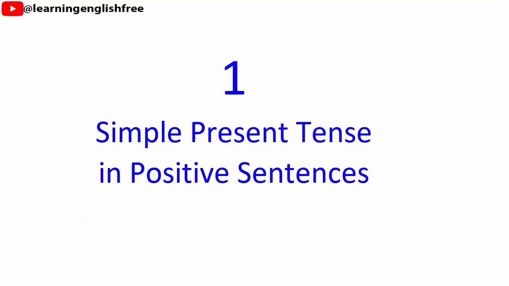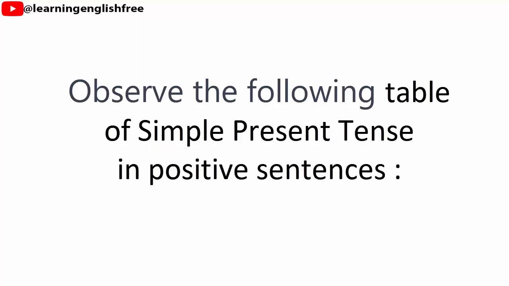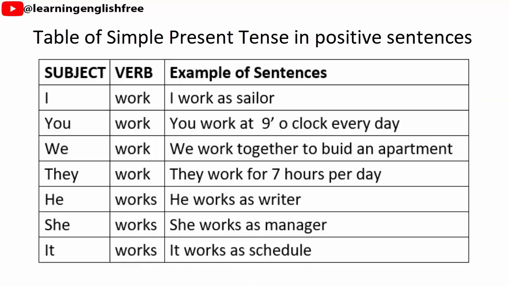1. Simple present tense in positive sentences. Observe the following table of simple present tense in positive sentences. I work as a sailor. You work at 9 o'clock every day. We work together to build an apartment. They work for 7 hours per day. He works as a writer. She works as a manager. It works as scheduled.